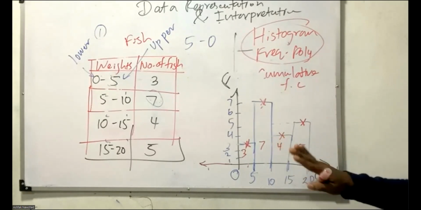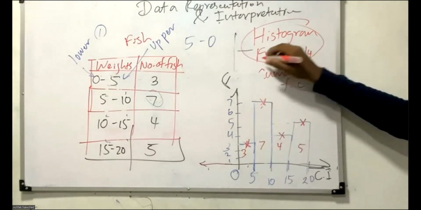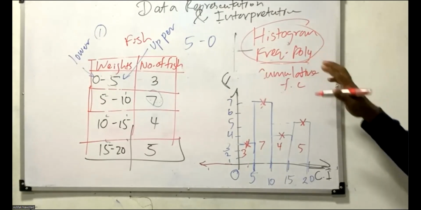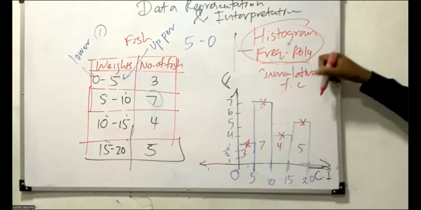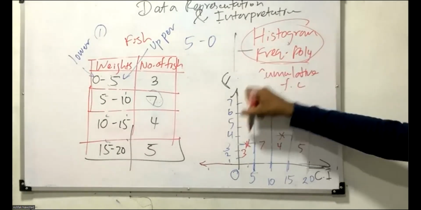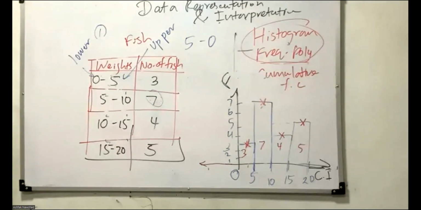So we are done with the histogram. We are now going to draw the frequency polygon. So you only mark some crosses on the exact middle of every rectangle. Is it clear? That's clear, right?